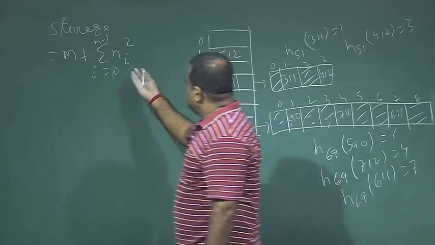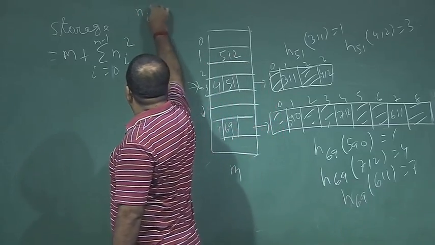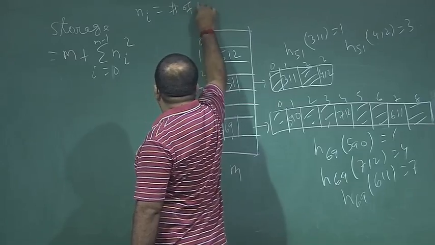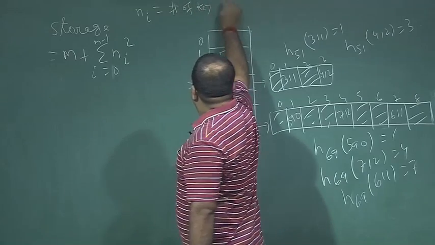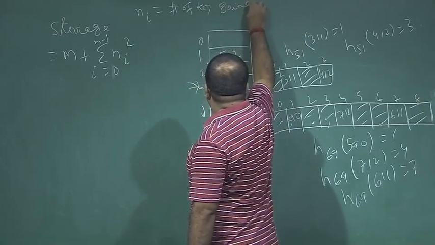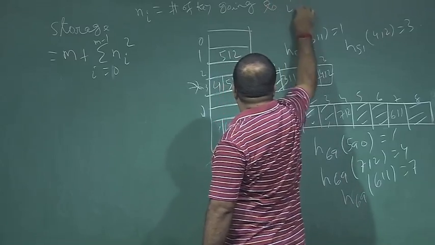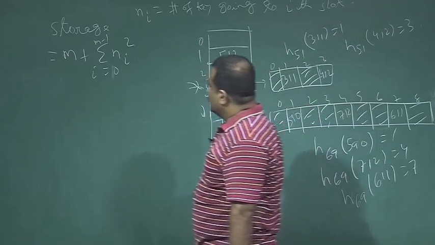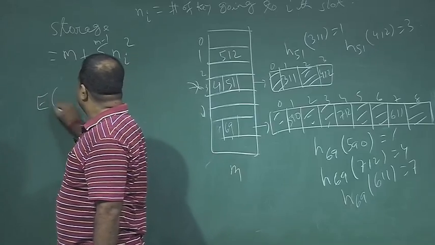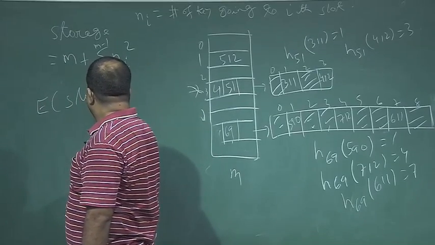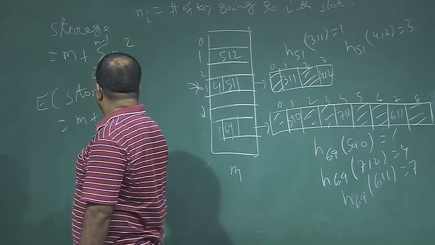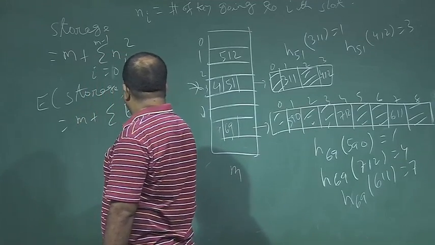Okay, so n i is basically the number of keys colliding in the ith slot. Then if you take the expectation of the storage, it is basically m plus the summation of the expectation of n i square.